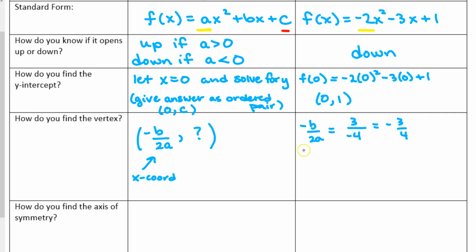Now to get the y-coordinate of the vertex, we're going to put that into our function. So we have negative 2 times negative 3/4 squared minus 3 times negative 3/4 plus 1. And that's going to give you 17/8. So let me show you an easy way to do that on your calculator, just in case you're not familiar with how to do fraction things on your calculator.